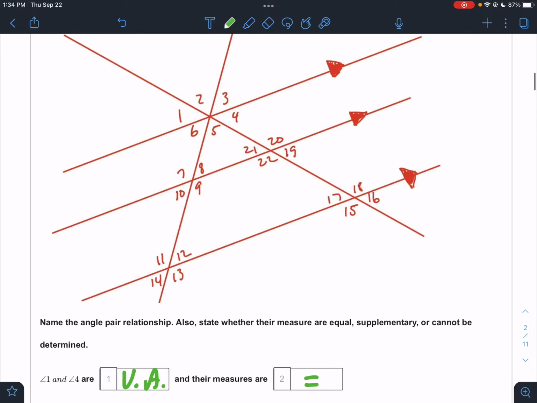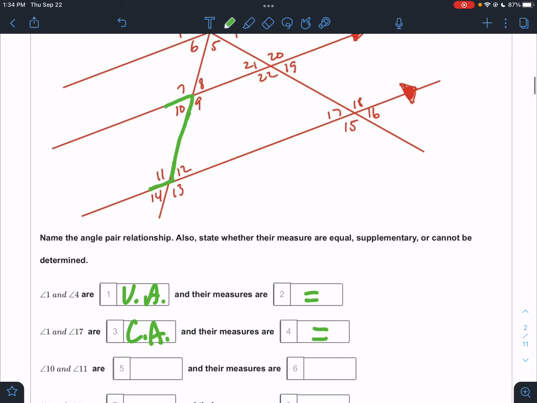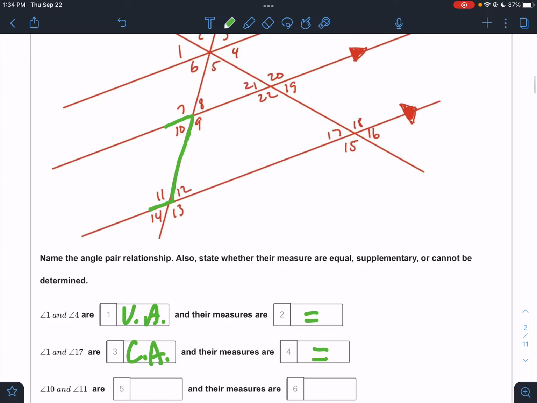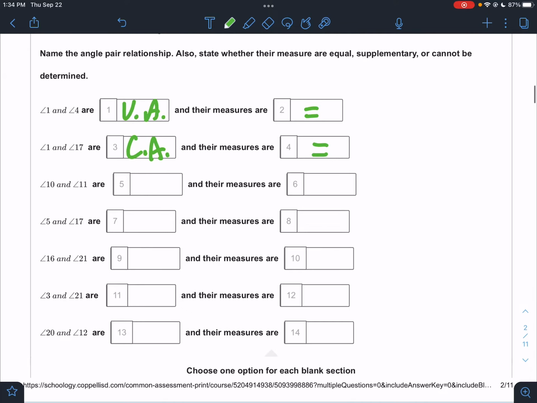All right, let's look at 10 and 11. I'm going to go much quicker through the rest of these. It's the same idea, though. We trace 10, we trace 11. That makes the letter C. It's kind of backwards, but we have the inside corners of the letter C. And the inside corners of the letter C are supplementary if the lines are parallel. Are these parallel lines? Yes. So those are same side interior angles. They're on the same side, they're on the inside, and they're going to be supplementary. They add up to 180.